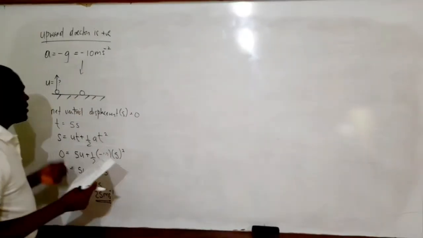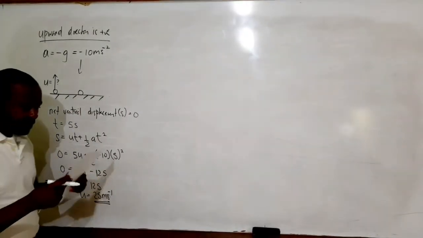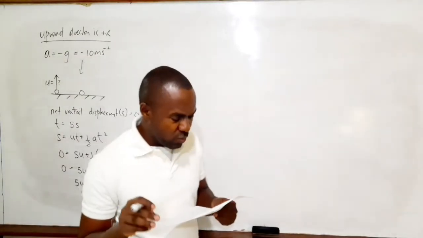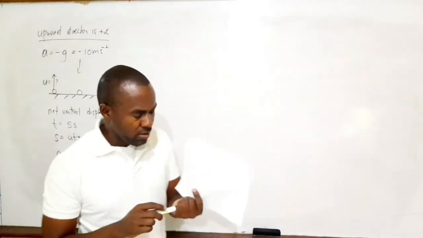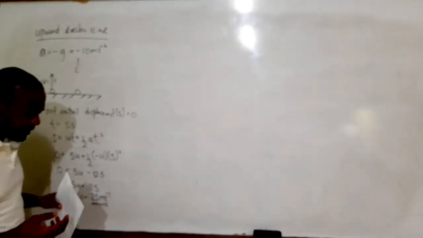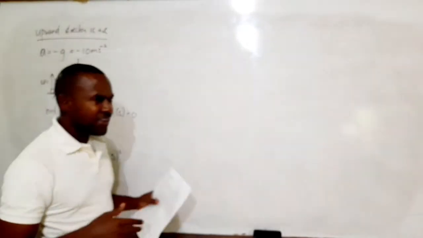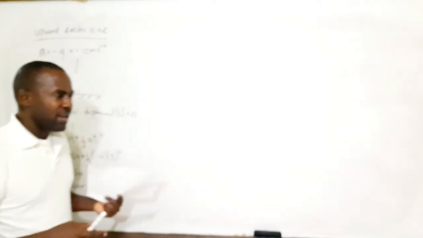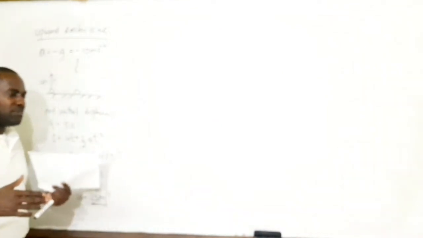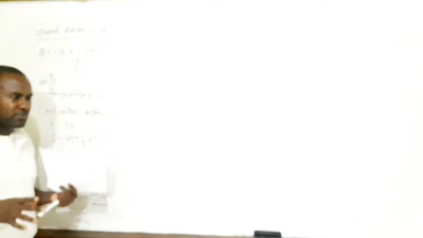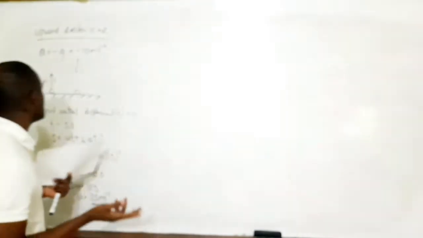Now let's look at the next part of the question. The next part of the question says, for how long was the stone at a height of 20 meters or more? So what we will do is find the times at which the stone was at 20 meters, and the time for which it was at 20 meters or more will be the time which elapsed between those two times, or we say the difference between those two times.